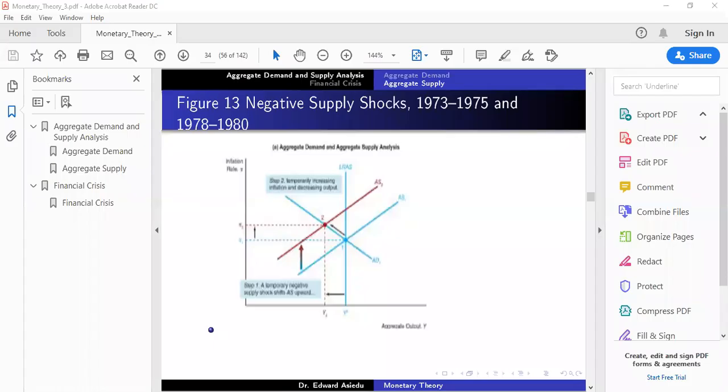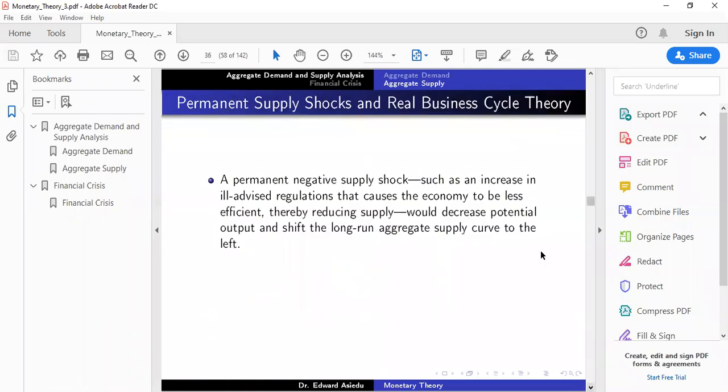All right, so continuing from where we left off, you can see the negative supply shocks, a reduction in supply leading to higher inflation. Permanent supply shocks. What I went through in the previous session was looking at the temporary supply shock, where the short-run aggregate supply curves were shifting either to the left or to the right. Here we look at the permanent supply shocks.